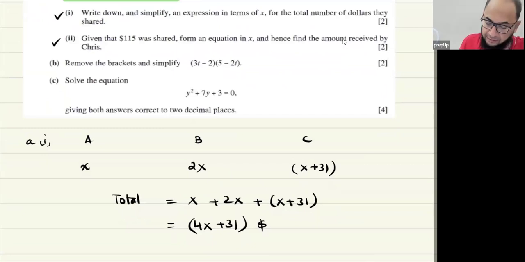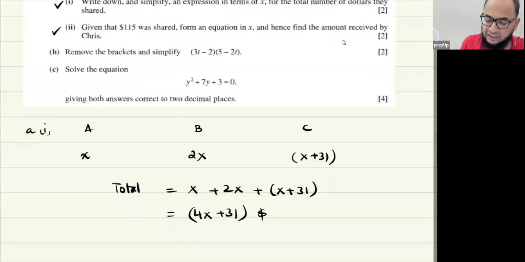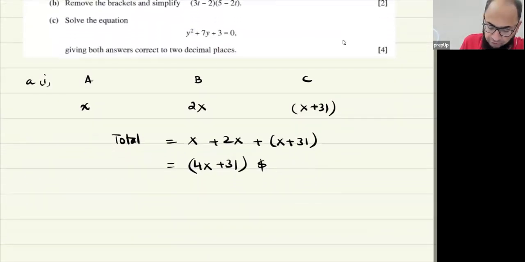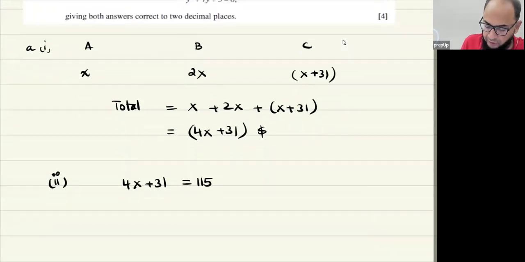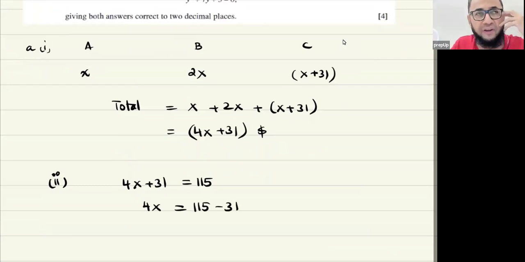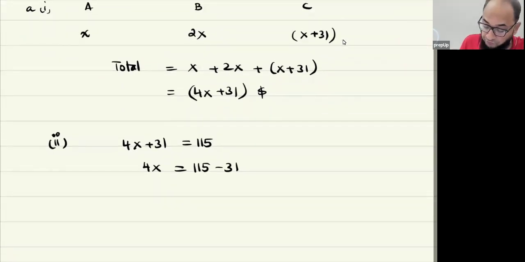Then it says, given that 115 was shared, form an equation in X and find the amount received by Chris. First of all, you will find the value of X. So 4X plus 31 is 115. 4X is 115 minus 31. So 115 minus 15, how much is that? 100. 100 minus another 15, that is 85, and 84. So 4X equals 84. 2X equals 42. X comes out to be $21.